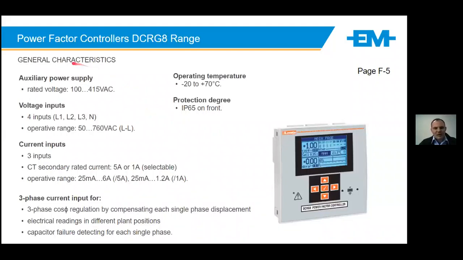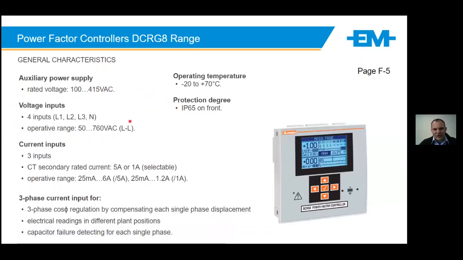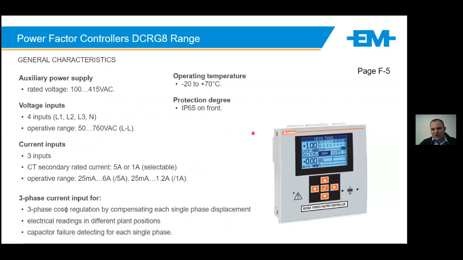So the uniqueness of this controller is 4 voltage, all 3-phase and neutral measurement, 3 CT inputs, 5 or 1 amp selectable, where I push the recommendation to make use of the 3 CTs based on those harmonic pages, which I'll explain later.